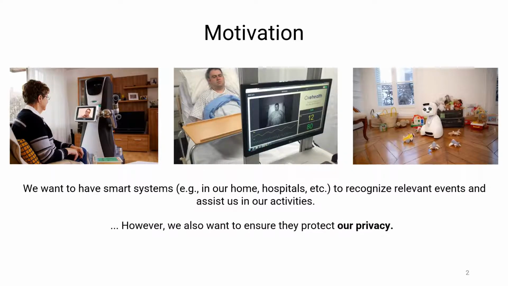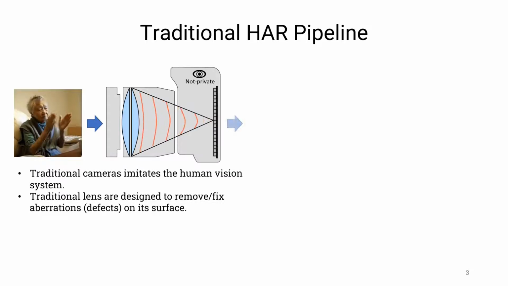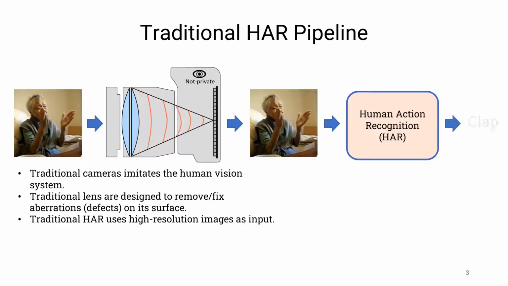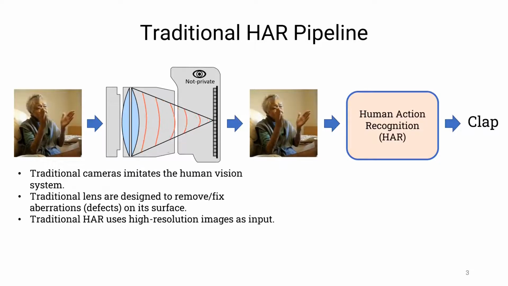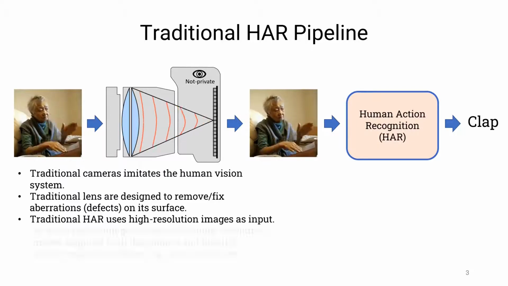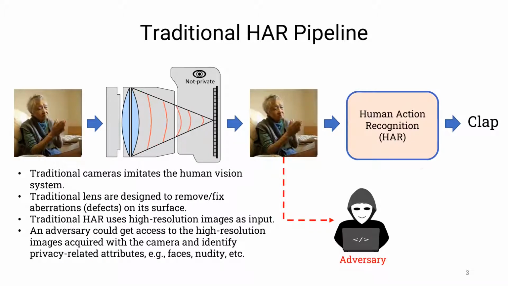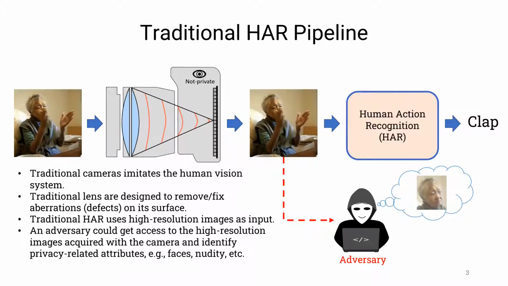We want these intelligent systems near us to assist us in our activities, but we also want to ensure they protect our privacy. For decades, cameras have been engineered to imitate the human vision system, and the lenses are designed to remove aberrations or defects on their surface so they can form a sharp image. Also, computer vision algorithms are always constrained to be optimized using high-quality images as input. Therefore, traditional computer vision systems could lead to privacy issues if an adversary could gain access to the acquired videos.